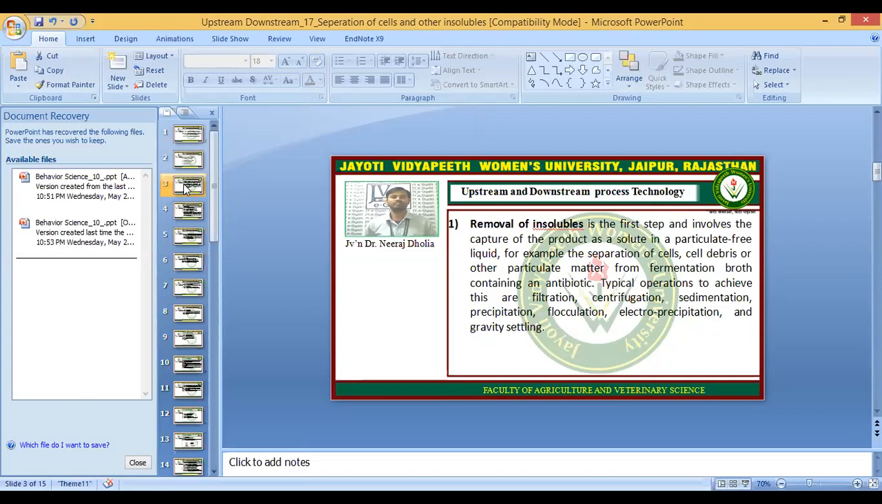Yes. So removal of insolubles or the cells. Insolubles means the cell debris and the cells. So this is the first step, and involves the capture of the product as a solute in a particulate free liquid. For example, the separation of cells and cell debris or the other particle matter from the fermentation broth. Okay, so the broth may contain the antibiotics or other hormones or other proteins you want to isolate.